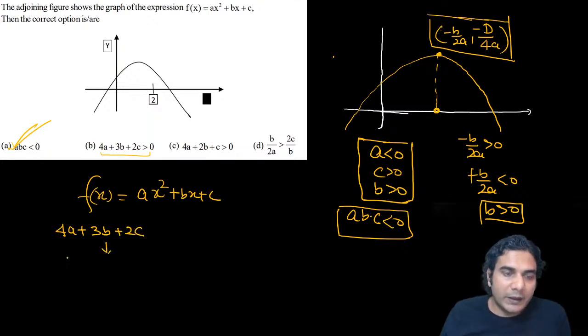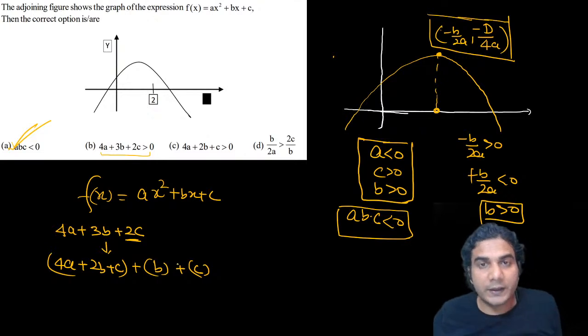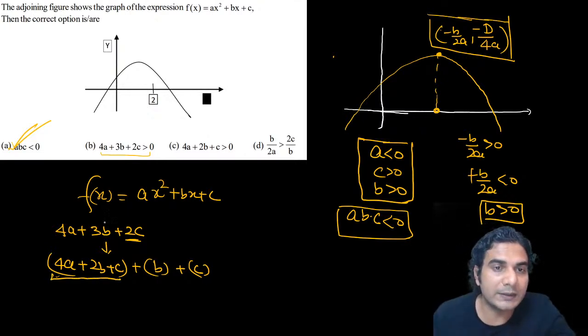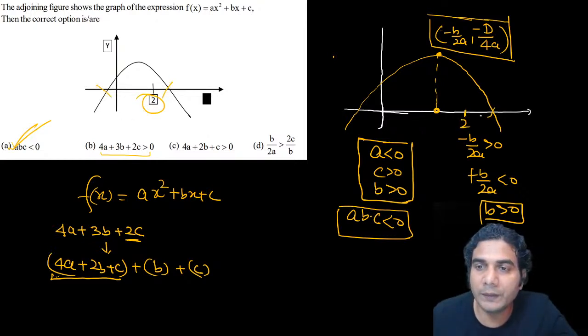We can write this value as 4a plus 2b plus c. Always split 2c into c plus c, and the remaining is b and plus c. All right. Okay, now let's figure it out. Why have I written it in this form, 4a plus 2b plus c? Because you can see 2 is given inside the roots, between the roots. 2 is somewhere here, 2 is between the roots.